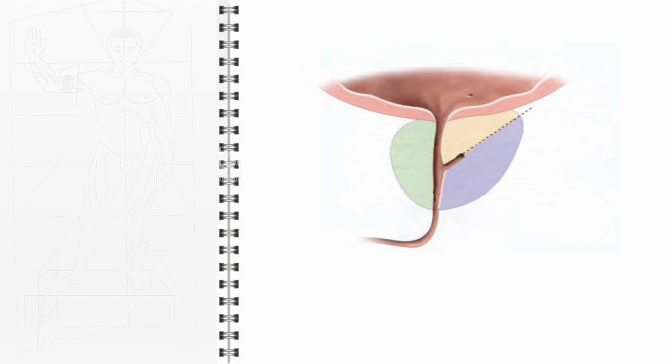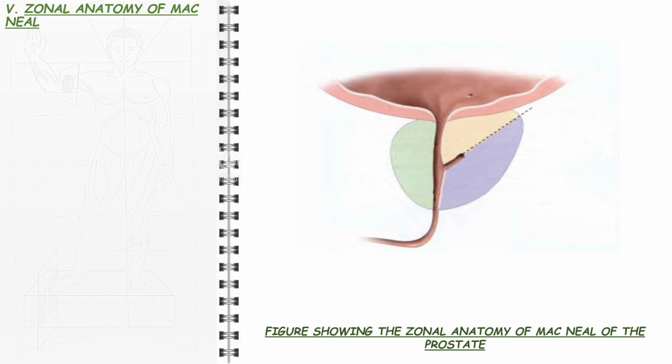The study of the zonal anatomy of McNeal is essential to the study of the clinical anatomy of the prostate, with the aim of establishing a topographical classification of its pathology and thus guiding the procedures that will help in its diagnosis. The zonal anatomy of McNeal is a rather histological, verumontanum-based description.